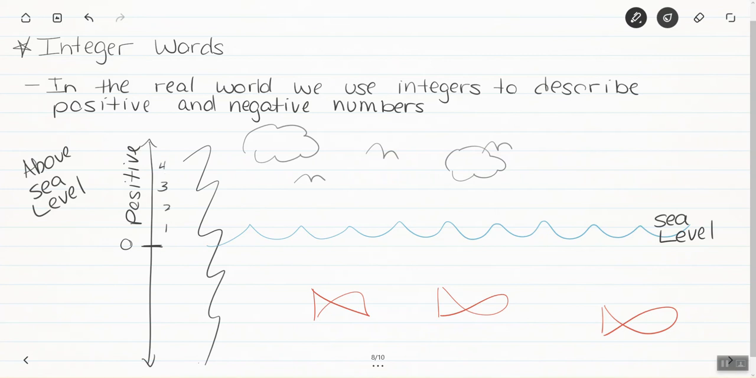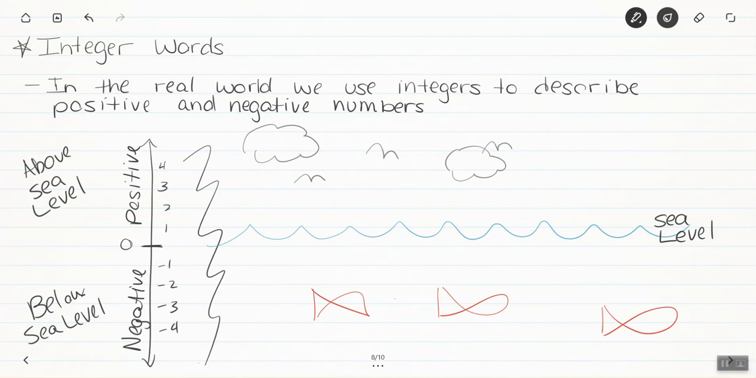Now, when we're talking about below sea level, we're going underwater. So that would be below, and that's going to be your negatives. So we have -1 and -2 and -3 and -4. So that's just a quick picture to help you represent where everything is. If I'm going above the sea, I'm positive. If I'm going below the sea, it's negative. And just remember that sea level, if you ever see sea level, is referring to 0.